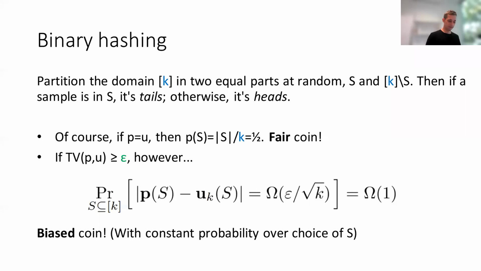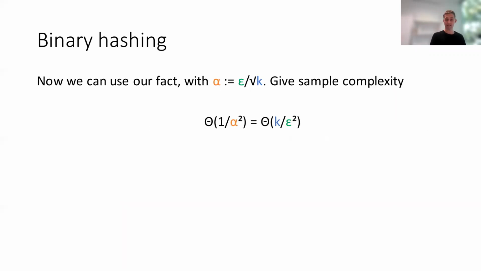If it was far from uniform, it's less clear that it's still far from uniform, but you can prove it is. The proof is actually not that hard. You can prove that if you had total variation distance at least epsilon from uniform, then with constant probability over the choice of your random partition of the domain, essentially your coin will be biased, and the bias will be no longer epsilon, but much smaller, epsilon over square root k, up to some constant. And that's good enough to do something at least.